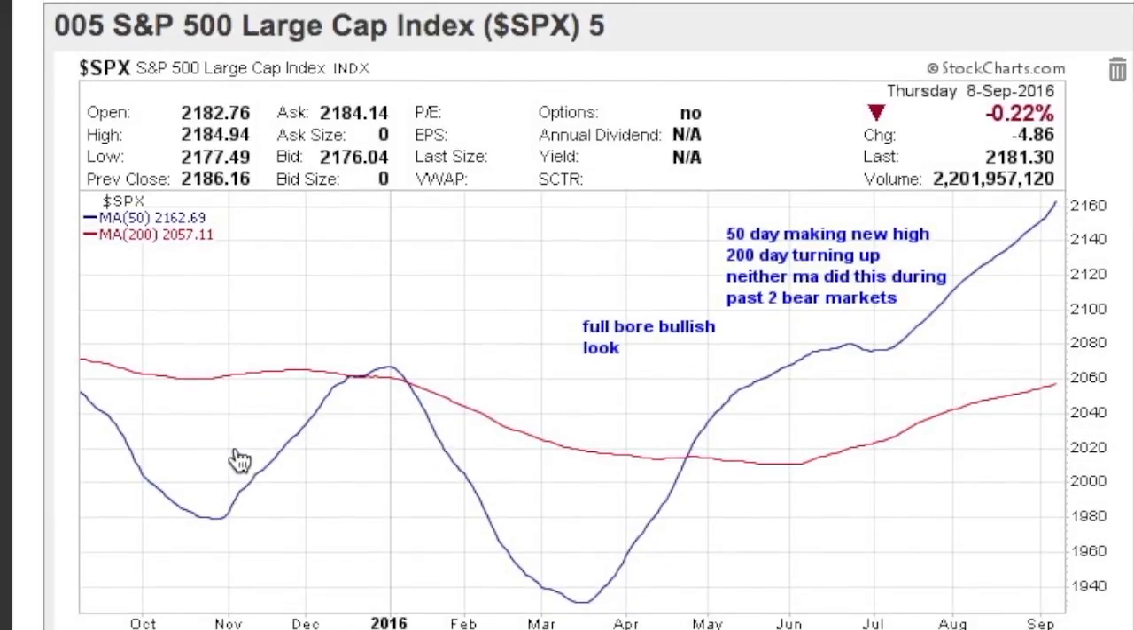Now, let's bring it forward to where we are now. As you can see, the 50-day basically bottomed in March, April, and then in May broke above the 200-day. So now we are in a full-bore bullish look. So it's all about taking risk. And when do you take risk? This is the type of environment where you take risk, where you buy stocks.